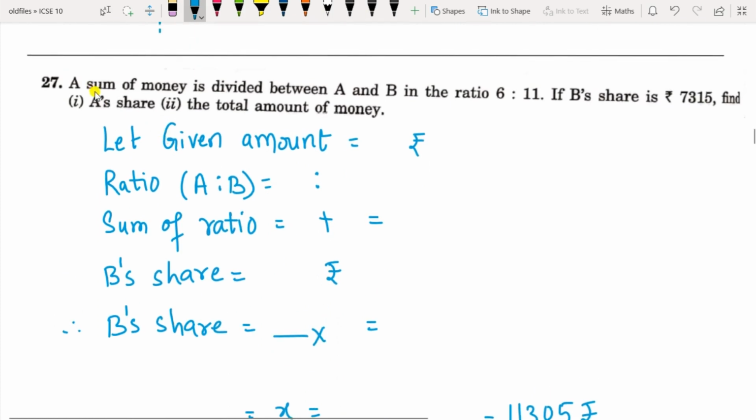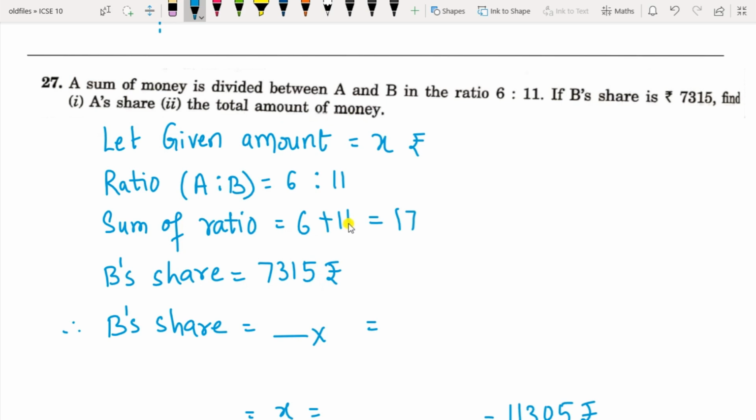Question 27. A sum of money is divided between A and B in the ratio 6:11. The sum of money has not been given, so let us consider it as X here. The ratio is given as 6:11, so the sum of the ratio is 6 plus 11, which is 17. Further it is said that B's share is 7,315 rupees. Find A's share and the total amount of money.